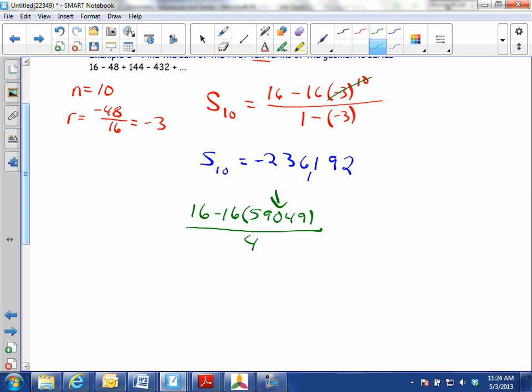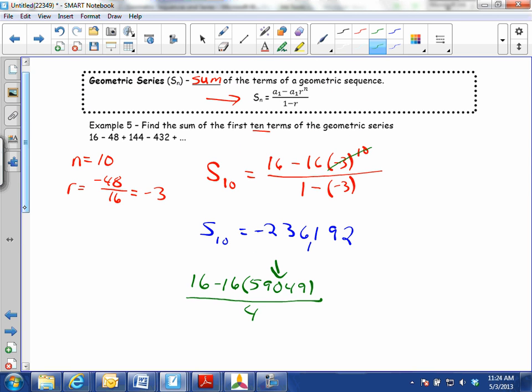So what is r and what is n? R is the ratio. So what do you take times each number to get there? In order to figure that out, you take one of the terms divided by the term before it, so in this case r is negative 3. And n is just the number of terms, in this case 10 terms.